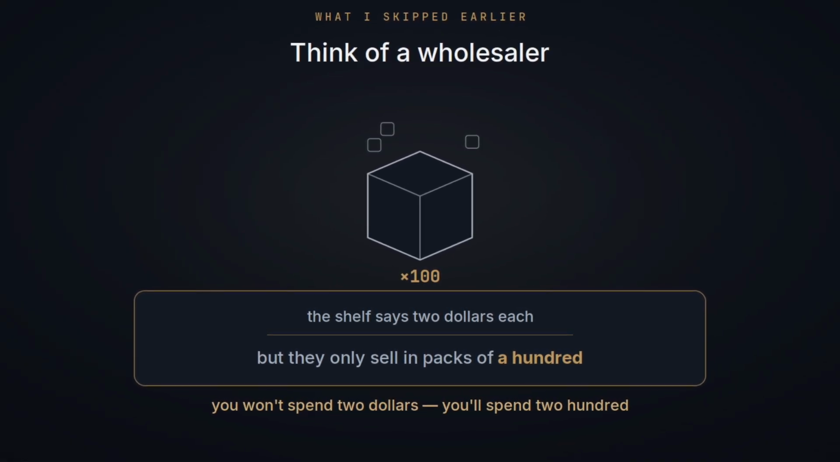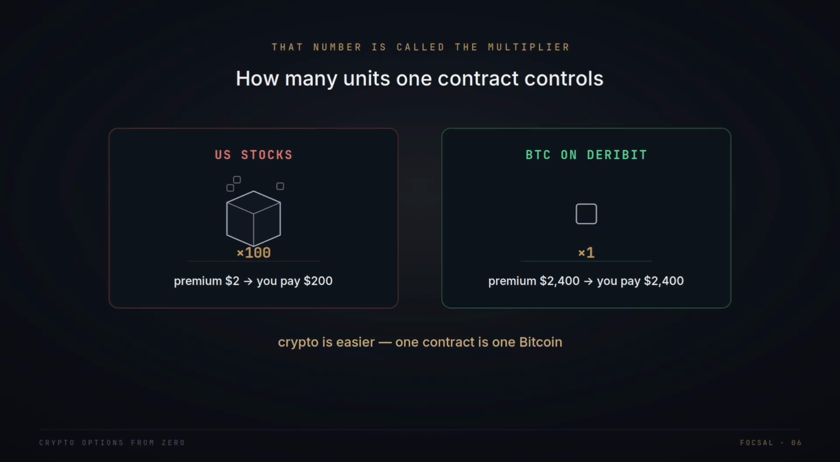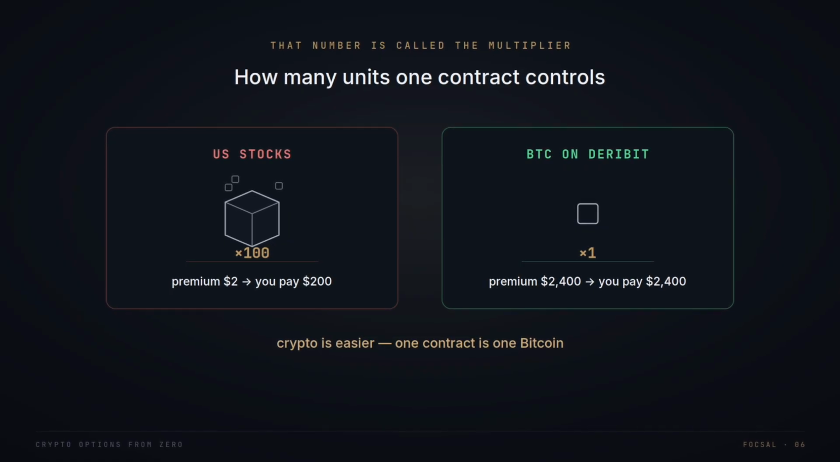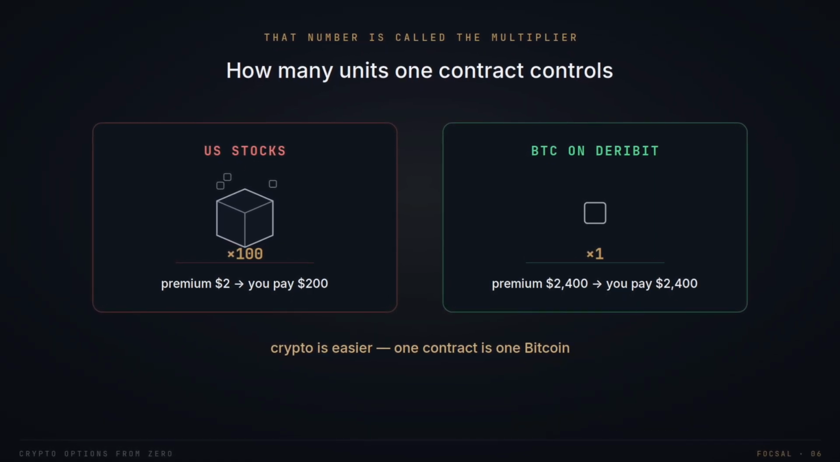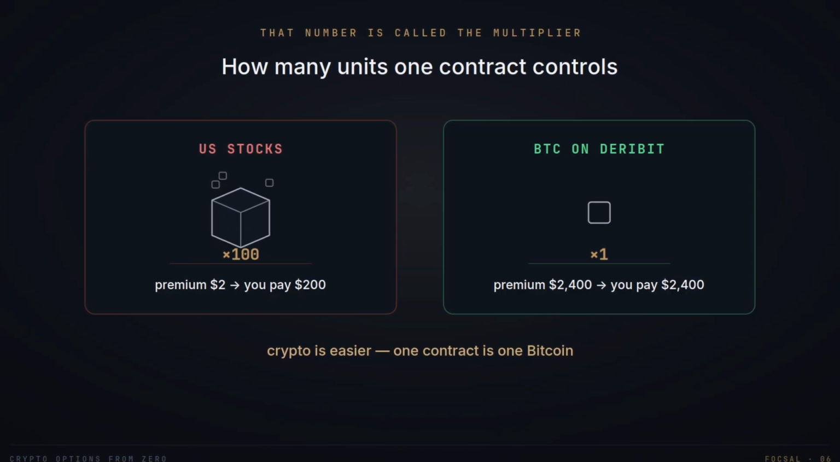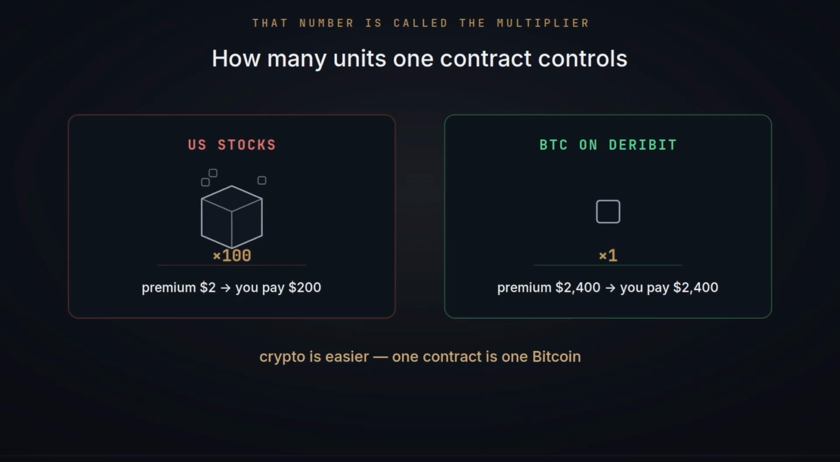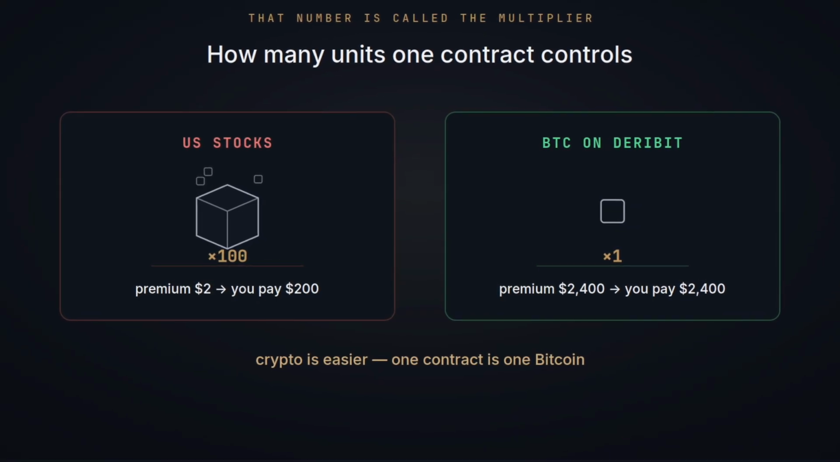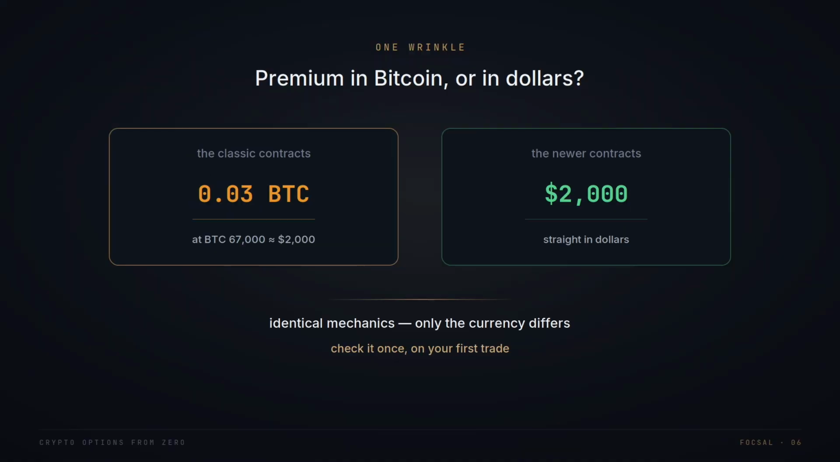In options, that number is called the multiplier. On US stocks, one contract is 100 shares. You see a premium of $2, you pay $200. That's the single most common source of shock for beginners. Crypto is easier. On Deribit, one Bitcoin option contract is 1 Bitcoin. The multiplier is 1. The premium you see is the premium you pay.